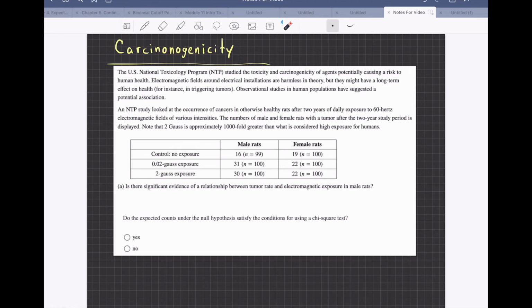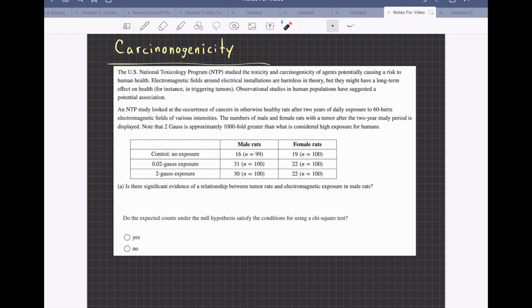So one more example. Carcinogenicity. I'm sorry, I don't know how to pronounce that word, but I think it has to do with cancer. I don't know if I wrote it correctly. Anyway, I'm sorry for that.